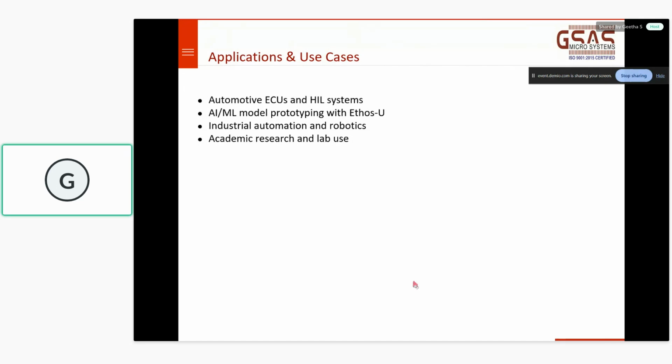Or if it is in the automotive segment, they can use it to test ECUs and hardware-in-the-loop systems. Or if it is an IoT application, you can use it for AI and ML model prototyping with the neural processing unit, Ethos. It can be used for robotic applications. It can be used in industrial automation as well as academic research, for students or professors to learn about the ARM architecture.